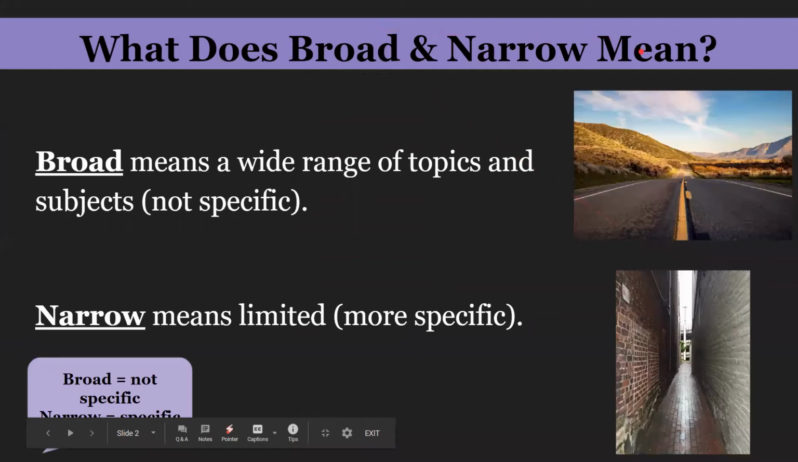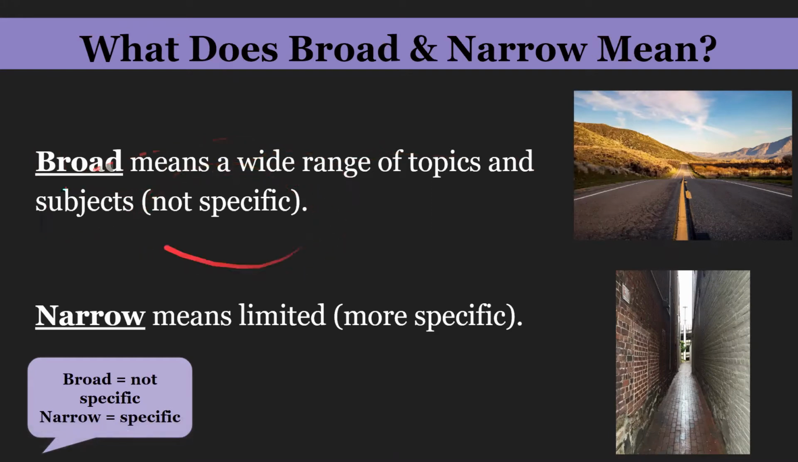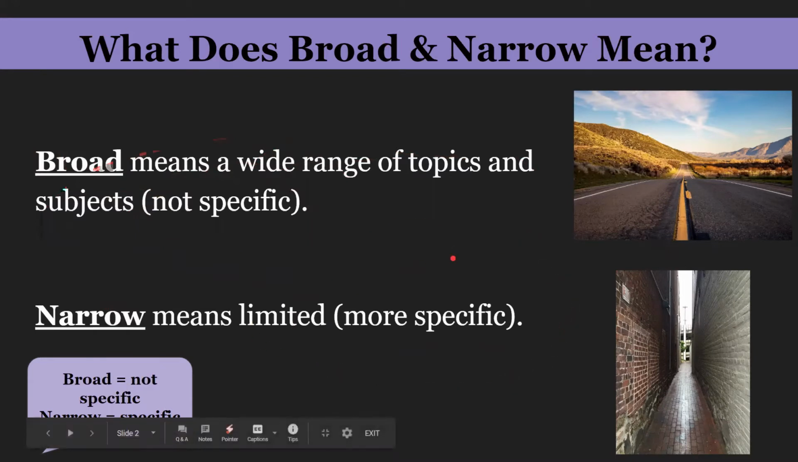This is Ashley, and today we're going to be going over broad and narrow topics. So what does broad and narrow mean, first of all? Broad means a wide range of topics and subjects, and this is not specific, while narrow means limited, which means more specific. So if you want to think about it, this is broad because it shows a wide range of the road, while narrow would be like this alleyway because it is more narrow in width. So broad is not specific and narrow is specific.